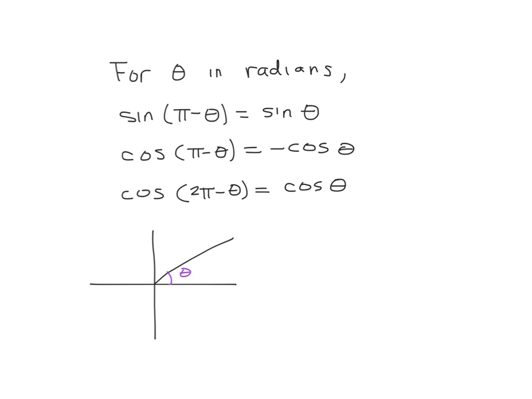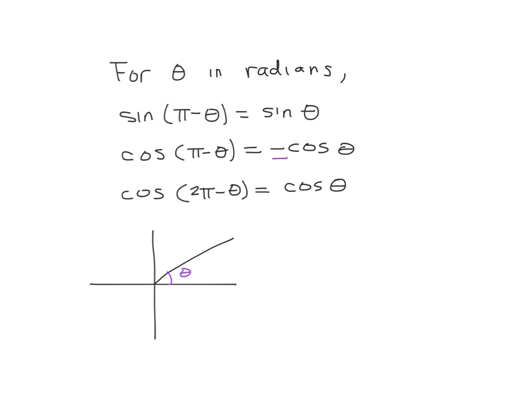For theta in radians, sine of pi minus theta is equal to sine of theta. Cosine of pi minus theta is equal to negative cosine of theta. And cosine of 2 pi minus theta is equal to cosine of theta. Let's look at the first two.